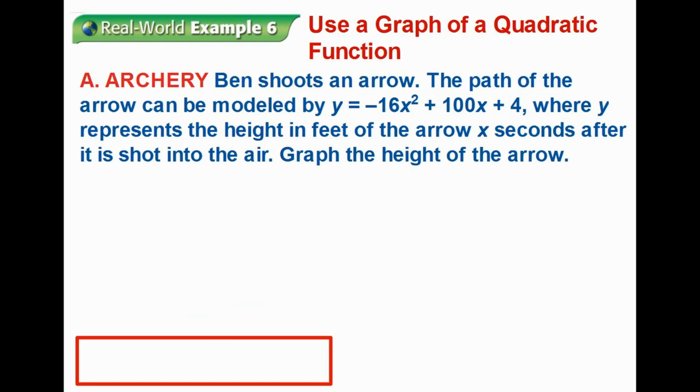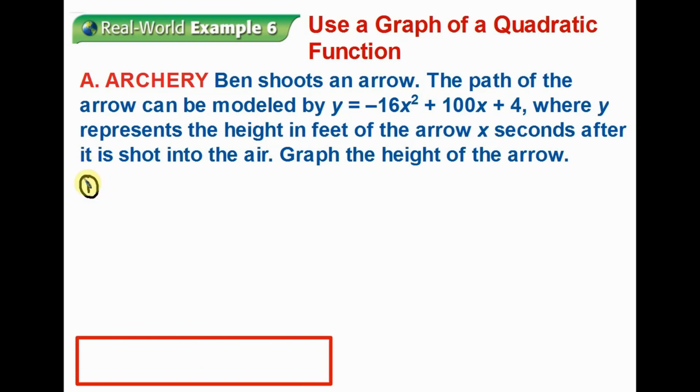Ben shoots an arrow. The path of the arrow can be modeled by y is equal to -16x squared plus 100x plus 4, where y represents the height in feet of the arrow x seconds after it is shot into the air. Graph the height of the arrow. So simply they're asking you to graph. So we will be doing several steps. Make sure that you have enough space if you are writing this.